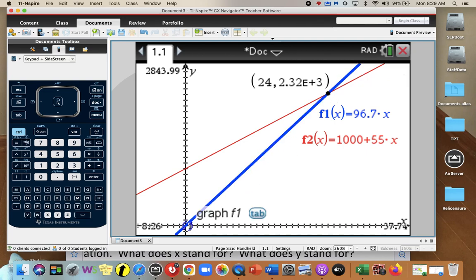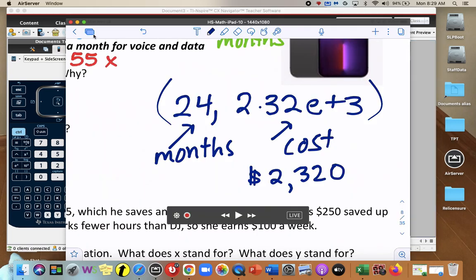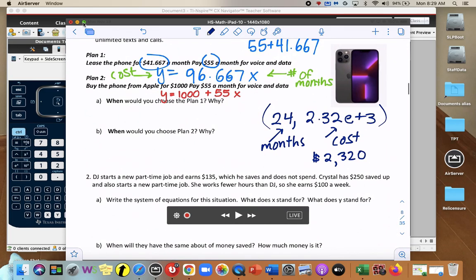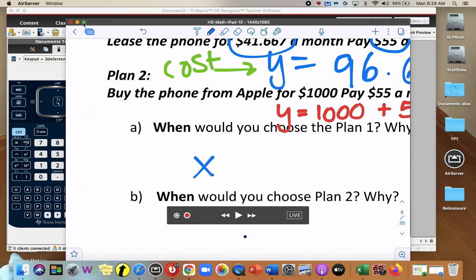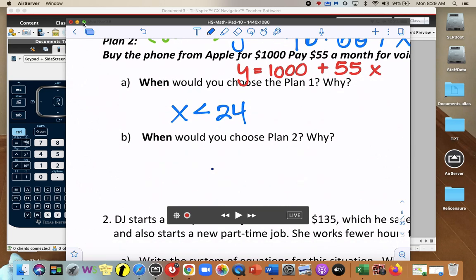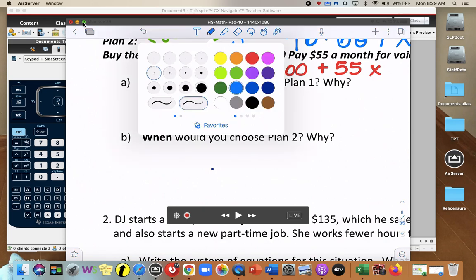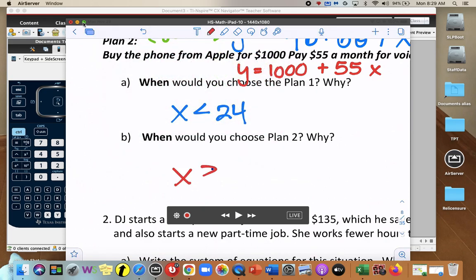So if we take a look, the first one started at like just renting the phone, so it was just about $97 a month. So that was cheaper up to 24 months. All right, so that was plan 1. Let's write that down. So plan 1 will be cheaper when the time is less than 24 months. When would you choose Plan 2? Well, it is when it's greater than 24 months. So if you're keeping your phone for more than 2 years, then Plan 2 is going to be cheaper.